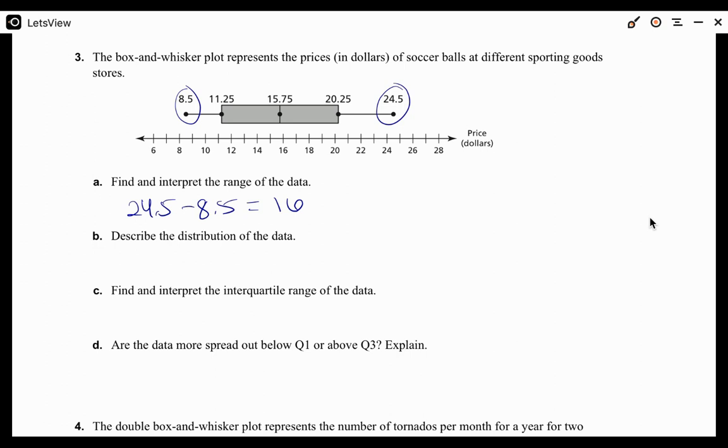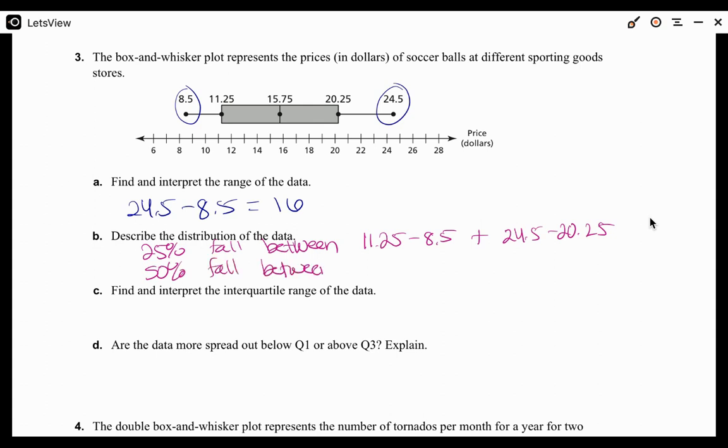Describe the distribution of the data. Well, 25% fall between 8.5 through 11.25 and 20.25 through 24.5. So 25% fall in each of those two categories. So 25% in one whisker, 25% in the other whisker. The 50% fall between 11.25 through 20.25. And it doesn't matter if you want to put the smaller number first, actually. That's usually what we do. I don't know why I wrote it that way.